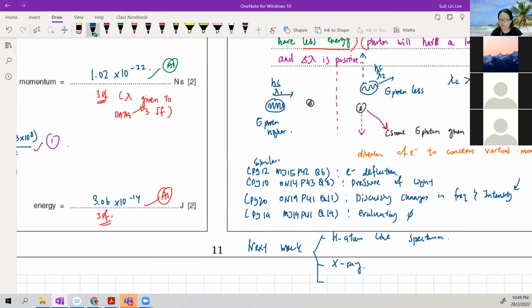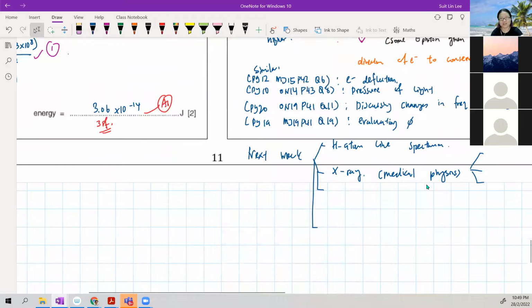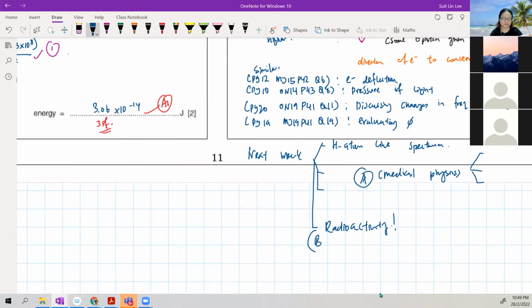Okay, let me ask you, you want to do X-ray, medical physics, and just continue to medical physics everything? Or do you want to follow the syllabus and do radioactivity, study nuclear bombs? 2 or 3? A or B? And medical physics? You want to study about medical physics. Okay lah. So we'll do medical physics, meaning we park the radioactivity to after medical physics, okay?